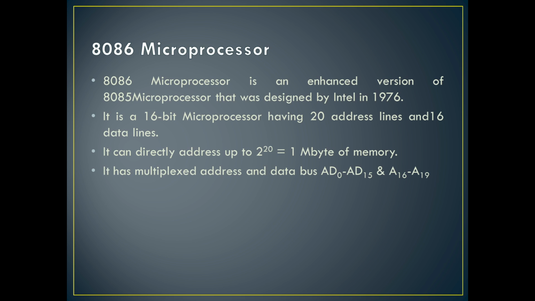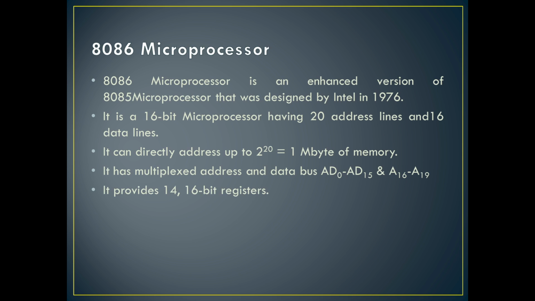It has a multiplexed address and data bus. That means the 16-bit data lines are multiplexed with the 16 bits of address lines, and the rest, that is 16, 17, 18, 19, four address lines, are dedicated address lines, whereas the lower 16 bits are multiplexed as address lines as well as data lines.